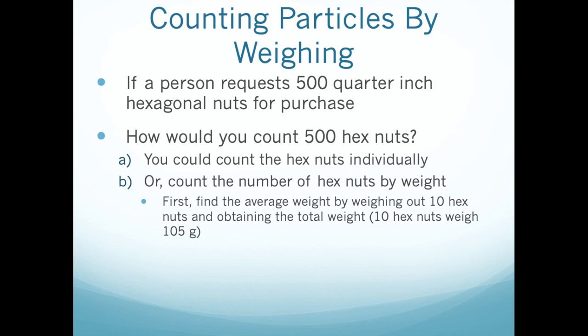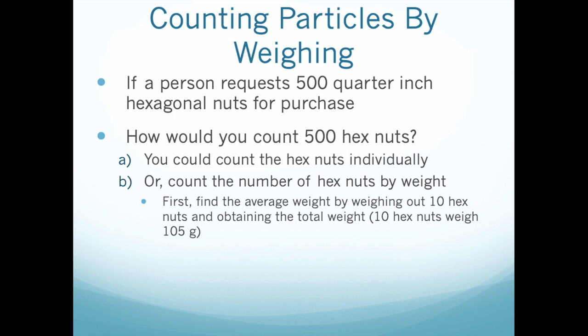Now, you could sit there and try to count 500 of them, and it would take you forever. So, what can you do instead that might save you some time? Well, you could count by weighing. You could say, what's the mass of the average hex nut? You don't want to take one at random because maybe it's an unusual one. Maybe it had a little bit of the metal flaked off of it, or perhaps it started to corrode and it's a little bit heavier with the rust. So you want to take a bunch of them and get an average.